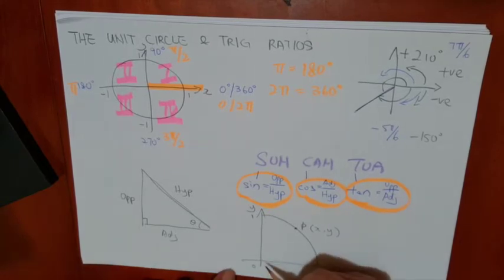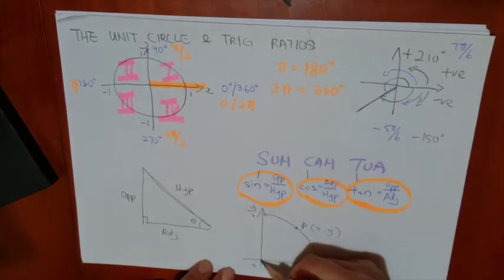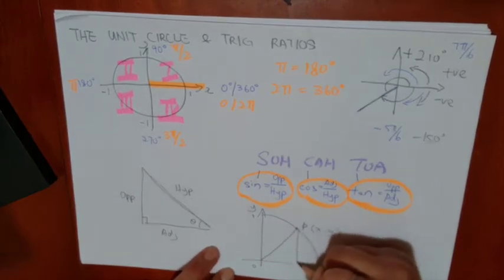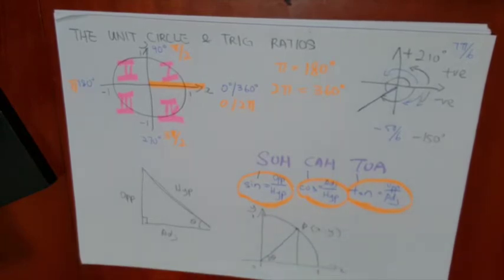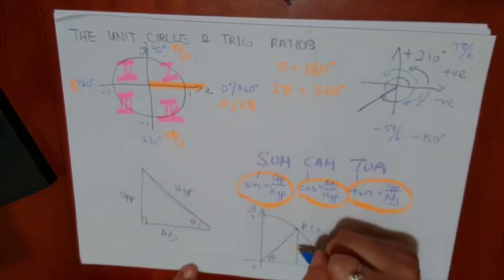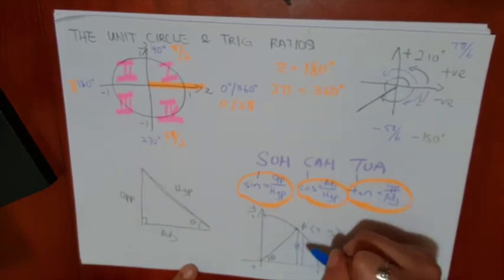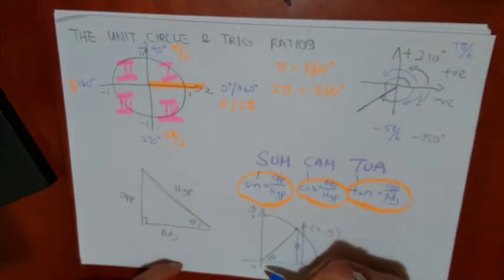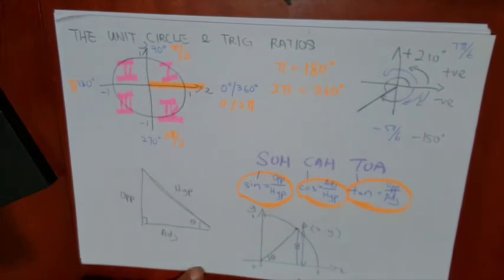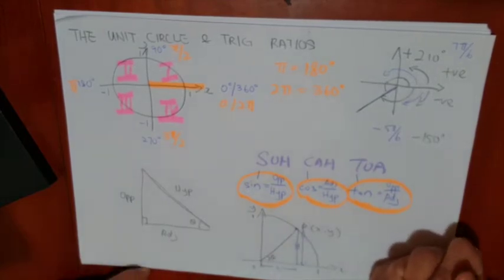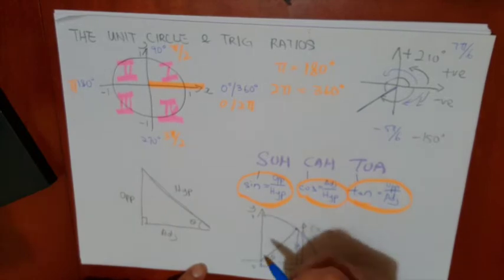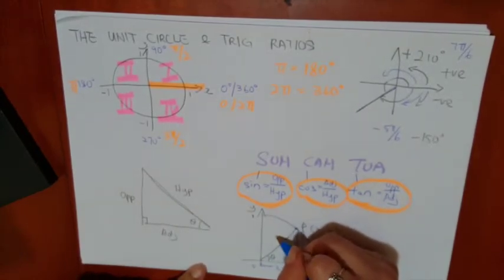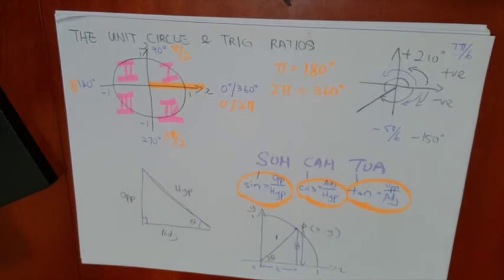If we join this to form a right angle triangle, we can see that this is the angle, and the opposite of the angle is actually the Y value, which is this one, and the adjacent of the angle is actually the X value, which is here. And what about the hypotenuse? Because this is a unit circle and all the radius is 1, the hypotenuse is a radius as well, and therefore this is 1.